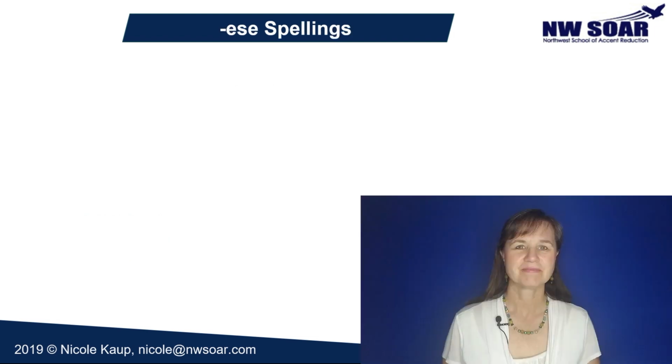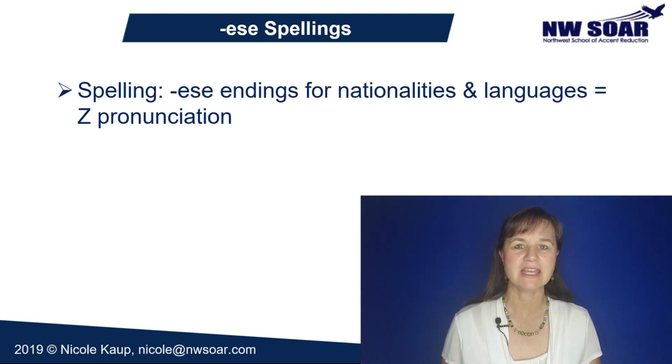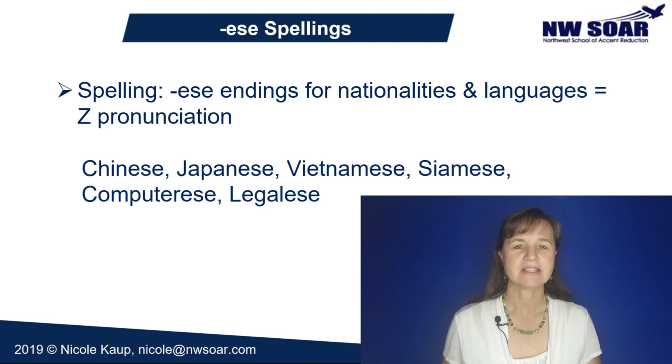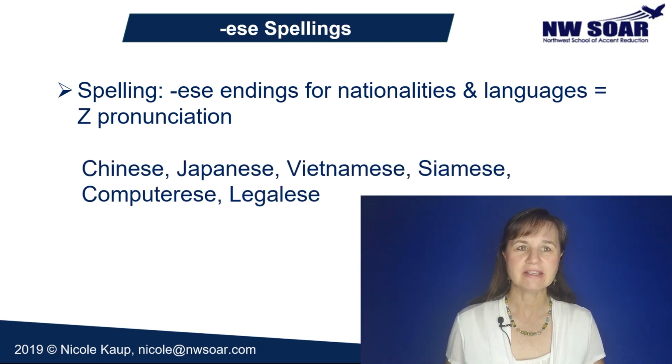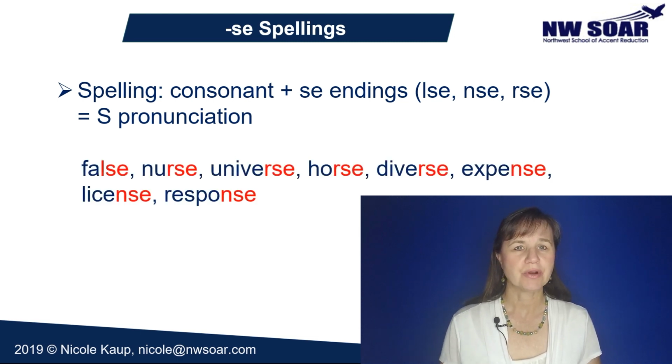Now, if a word refers to a nationality or a language and it ends in ESE, it's pronounced with a Z sound. Examples include Chinese, Japanese, Vietnamese, Siamese, computerese, and legalese. Now, if there's a consonant immediately before the SE ending, like an L, an N, or an R, it's pronounced S, like in false, nurse, universe, horse, diverse, expense, license, and response.